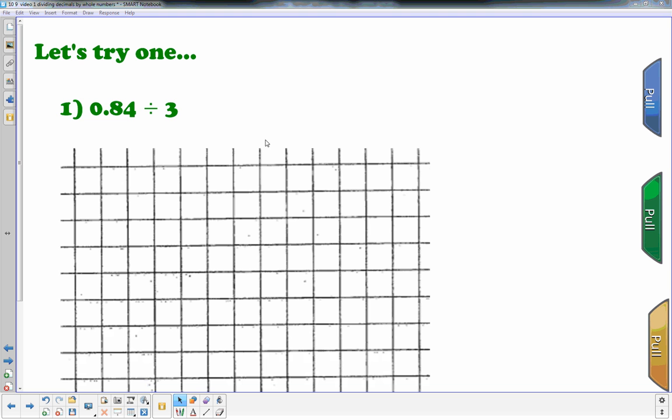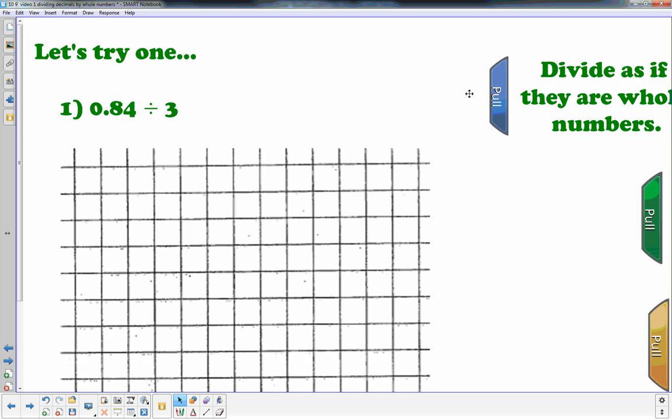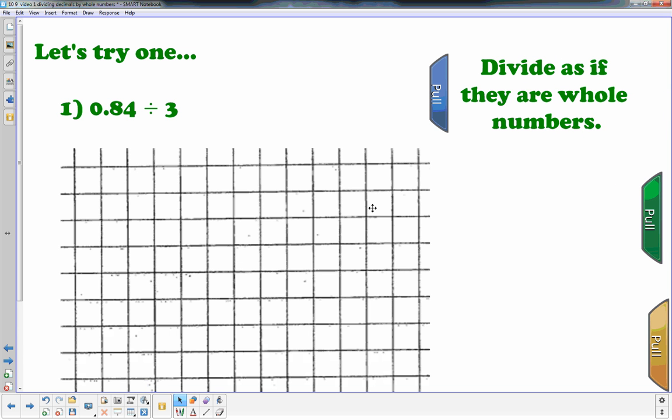All right, let's start with the first division problem. Get some graph paper to help you line it all up. First, we're going to divide as if they're whole numbers, so write these down in a division problem. Either way you write it, with the 0 or without the 0, it's going to work out. So let's divide as if they're whole numbers.